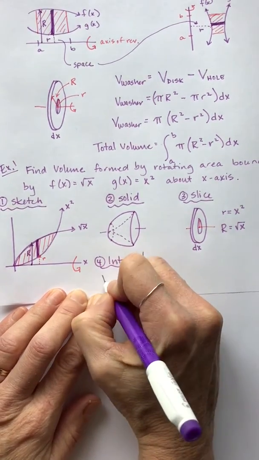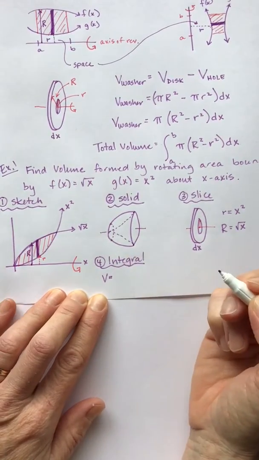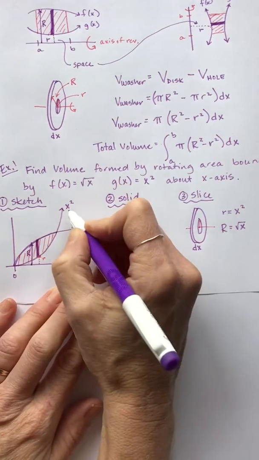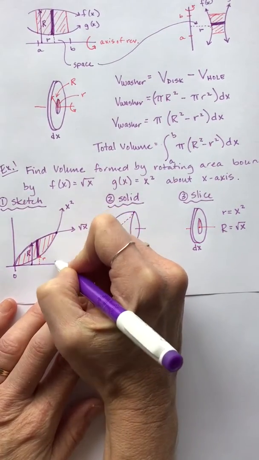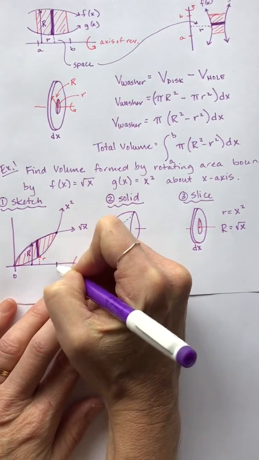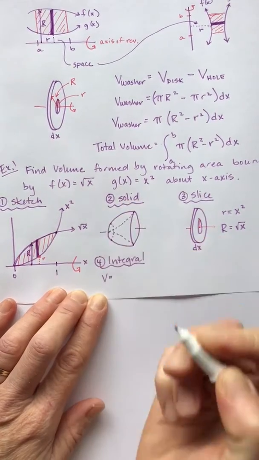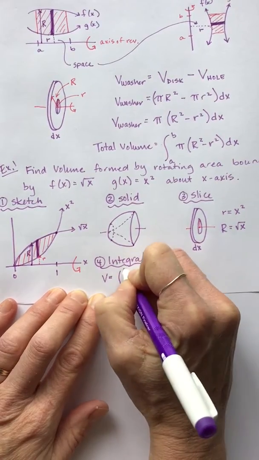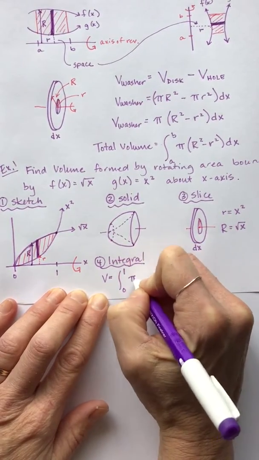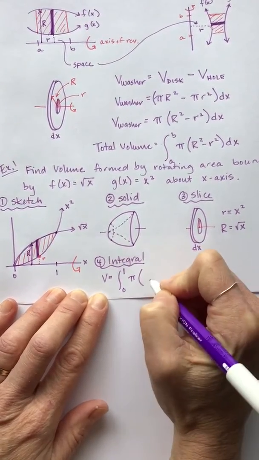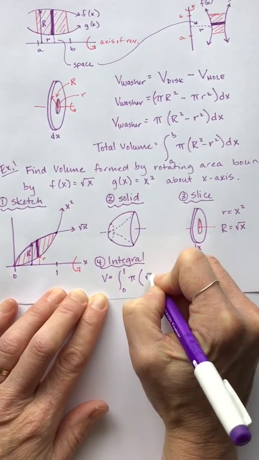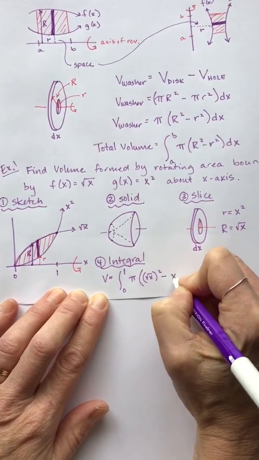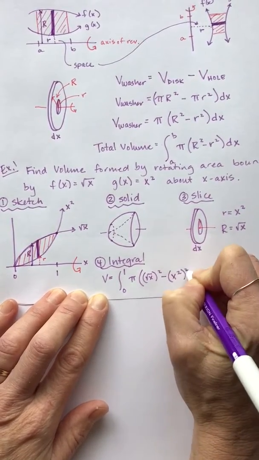All right, and then my volume is equal to, oh, we need bounds. So our bounds are here, and x squared equals root x also at 0 and at 1. And we've done those problems before, so I think that's pretty straightforward. Okay, 0 to 1, and we go pi, big R squared, which is root x squared, minus x squared dx.